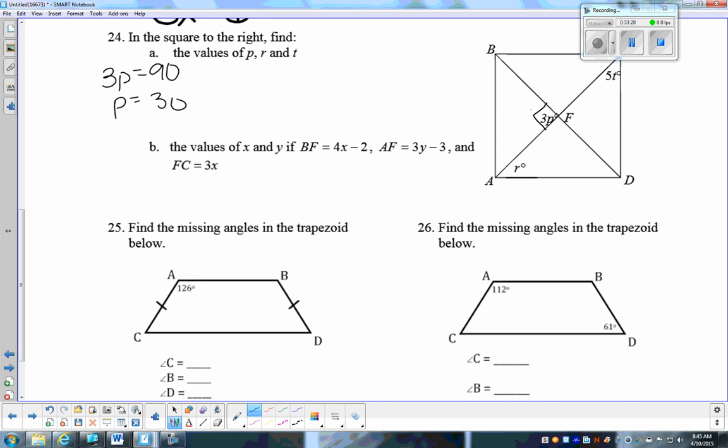Since all of these are 90, and all of our main angles of our squares are 90, but our diagonals of a rhombus bisect the opposite angles, R has to be 45, and 5T has to also equal 45. So R is 45, and then 5T equals 45. So T is 9. So there's everything with our angles.